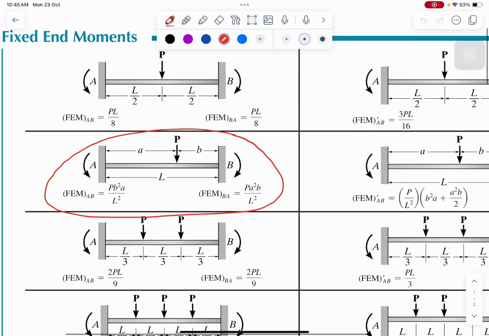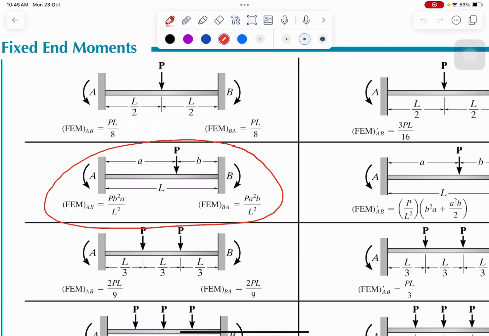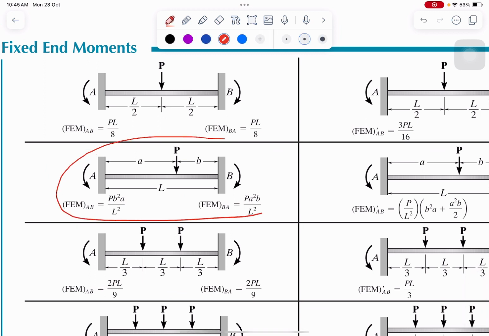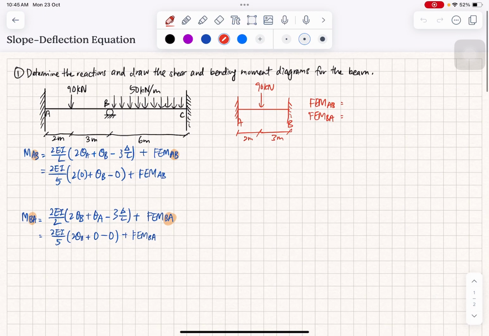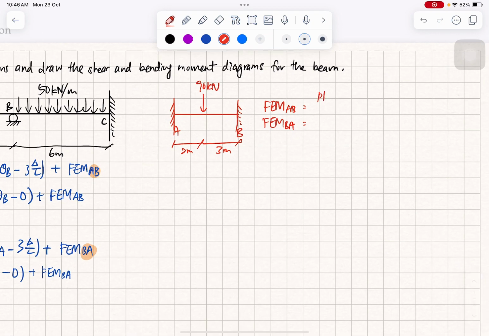Okay, for the first one, you will be using this formula: P B square A over L square. Another one, on the right hand side, we are using P A square B. So you have to differentiate. For the left side, you use P A B square, and for the right side, you use P A square B.